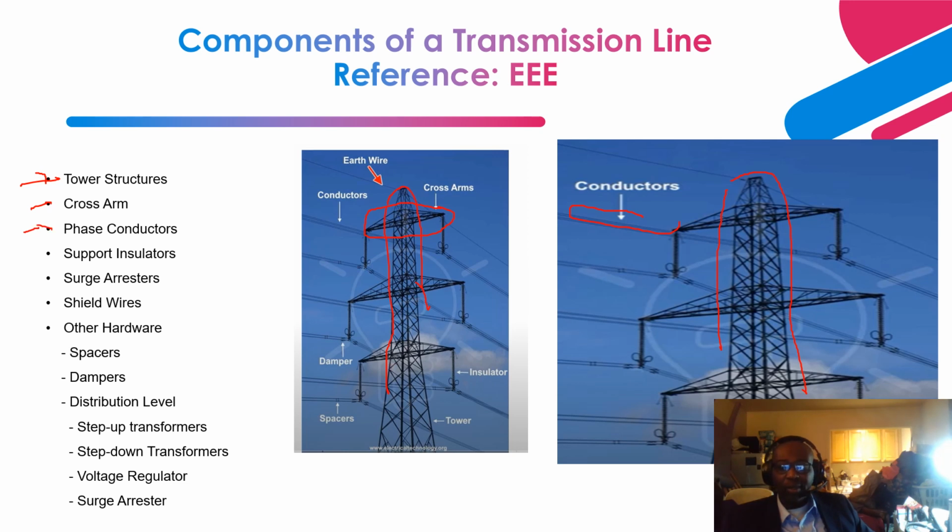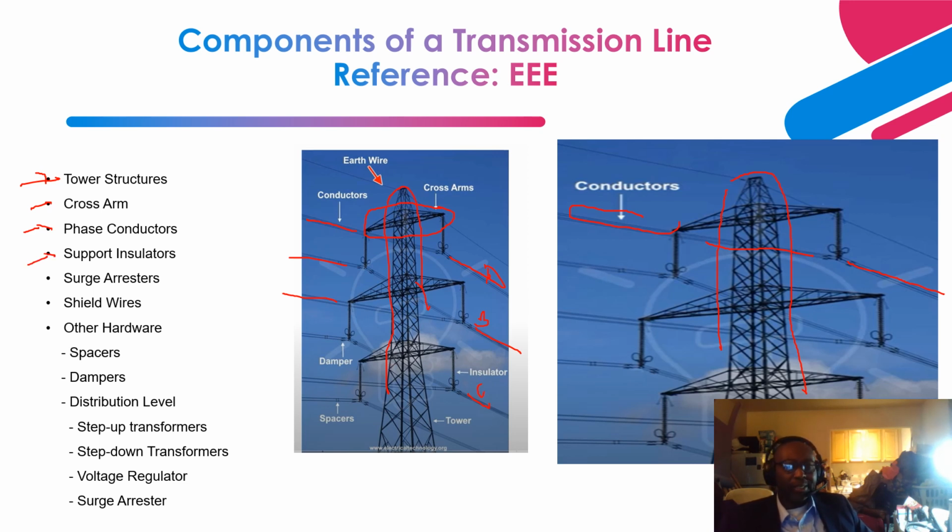Next are the phase conductors. These are the phase conductors. So you have a three-phase system here and a three-phase system here. So phase A, B, and C over here.